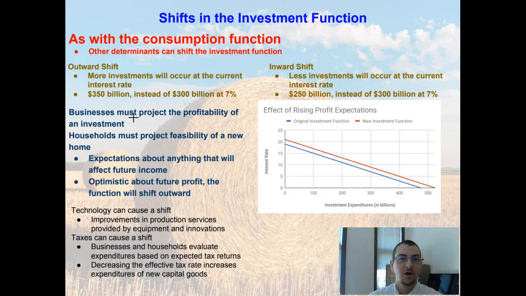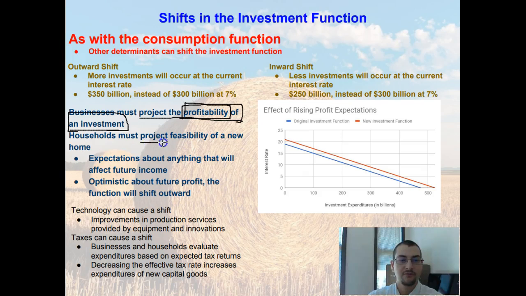So what would cause this investment function to shift? Well, you've got to stop and think about why businesses and households are investing. A business must project the profitability of an investment. A business is only going to engage in an investment if they believe they're going to earn more profit on this investment than what it's going to cost them. They want to have a profitable investment. They don't want to buy something for no reason.